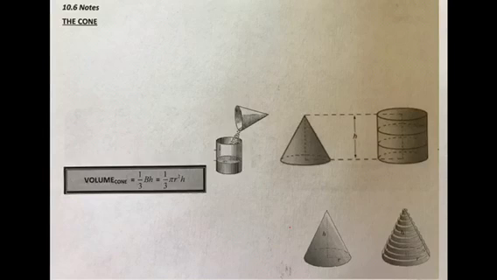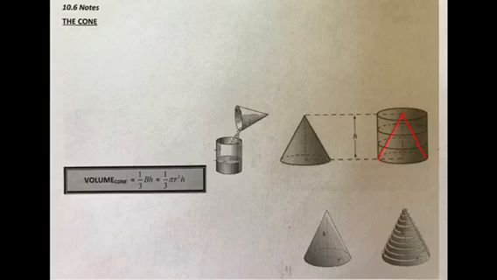Alright, so today we're going to cover the volume of a cone. Just like yesterday when we were talking about how a pyramid was only 1/3 of the prism that had the same base, it's the same thing with the cone here. So the cone would be 1/3 of the volume of this cylinder.